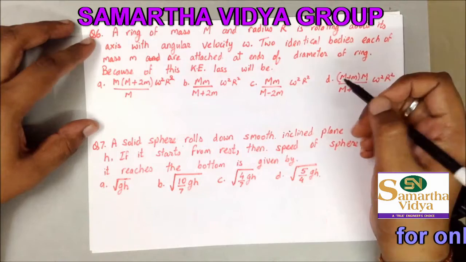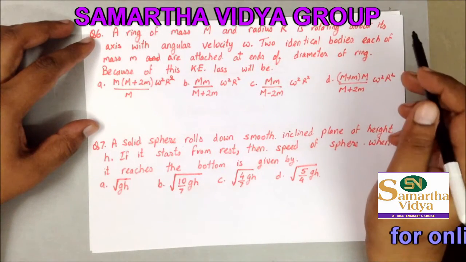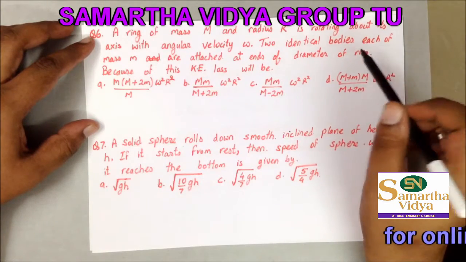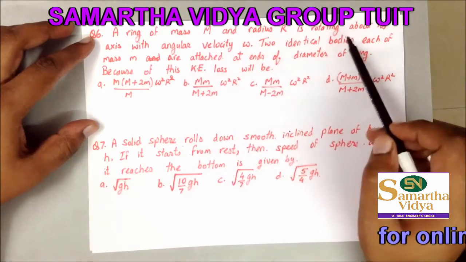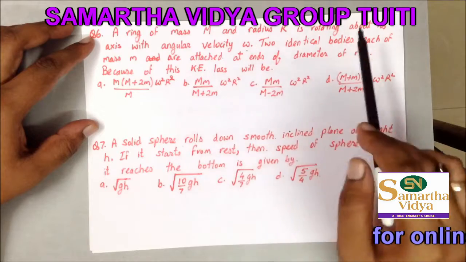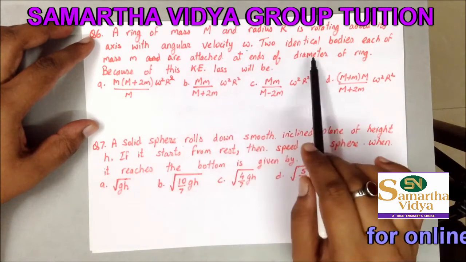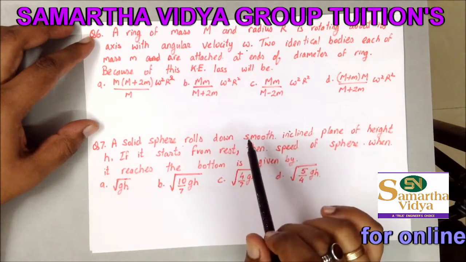In the earlier video, we had given you these two sums which were related to your topic of rotational motion. So this is the solution which we are going to be providing over here. We have a ring of mass M and radius R rotating about its axis with angular velocity omega. Two bodies of mass m are attached at the ends of the diameter of the ring. What is the kinetic energy loss?